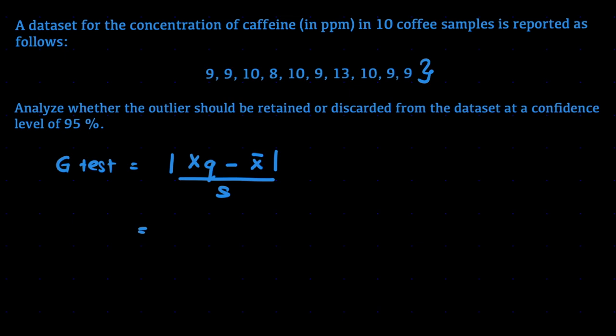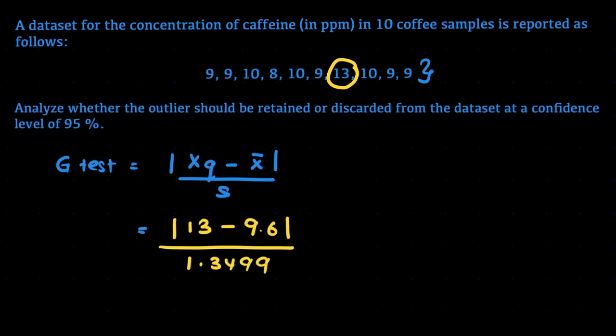From this set of numbers, you need to find what your outlier is. So apparently 13 is your outlier. So 13 minus your mean, which just now was 9.6, modulus, divided by your standard deviation, which is equivalent to 1.3499. Hence, from this calculation, you will get your G-test equivalent to 2.5187. So this is the G-test that you have calculated.